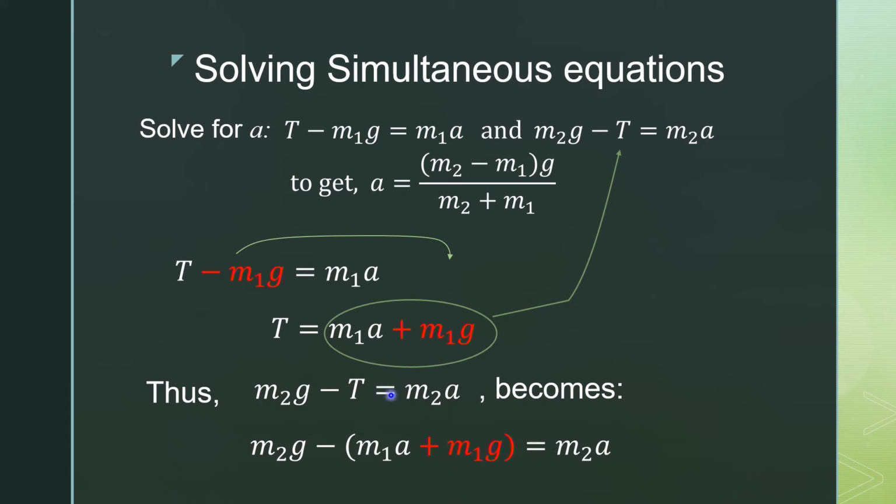And this equation becomes this. So here there was T, now there is this term. Notice I put parentheses because the T has a negative sign in front of it in the second equation. We want A, and the only unknown in this equation is A. We are almost there.